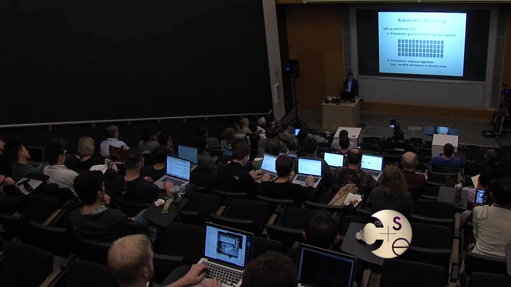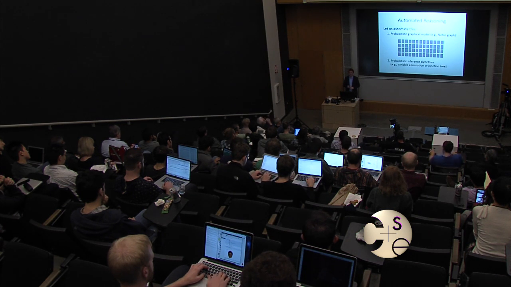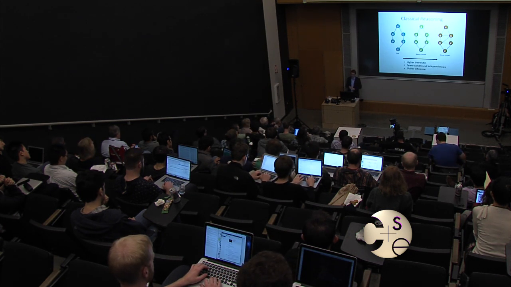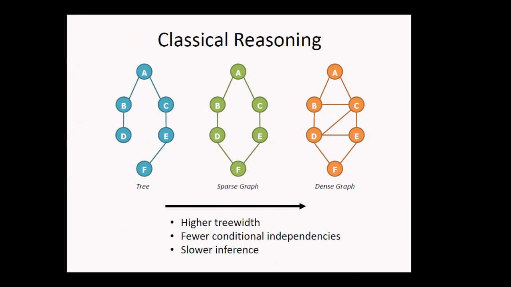Well, to answer this question, you need to know a little bit more about uncertainty reasoning. You need to know this one simple property. Depending on the structure of your graphical model, it might either be very easy or very hard to compute probabilities. If your graphical model looks like a tree, you can compute anything you want very efficiently, in time linear in the size of your graph. It's very simple. If you have a sparse graph, things are still efficient, but if you get a very dense graph, then things become very hard.